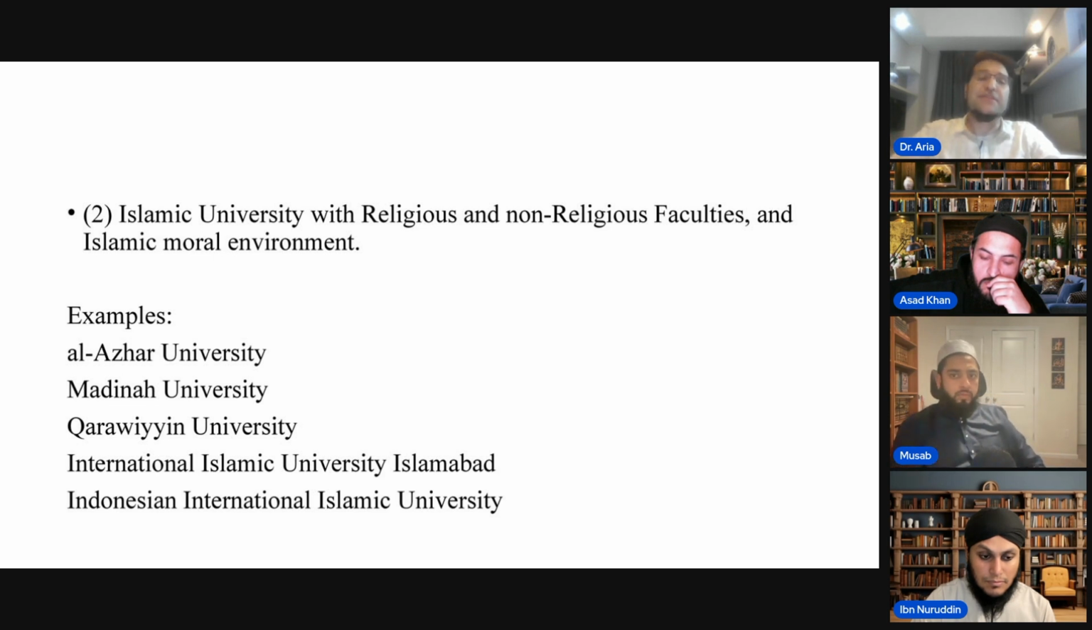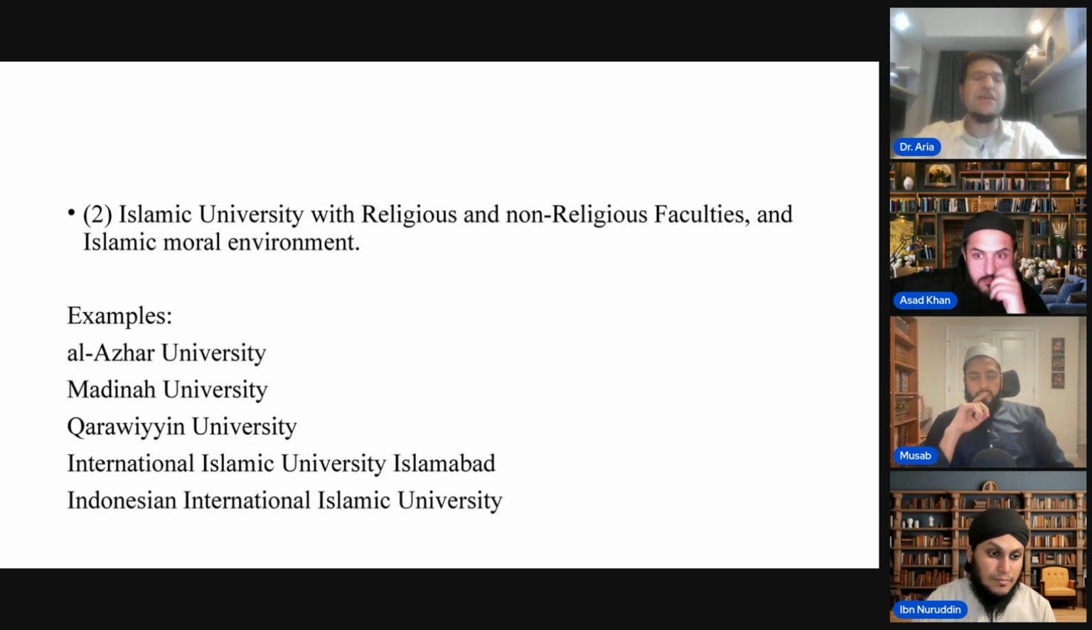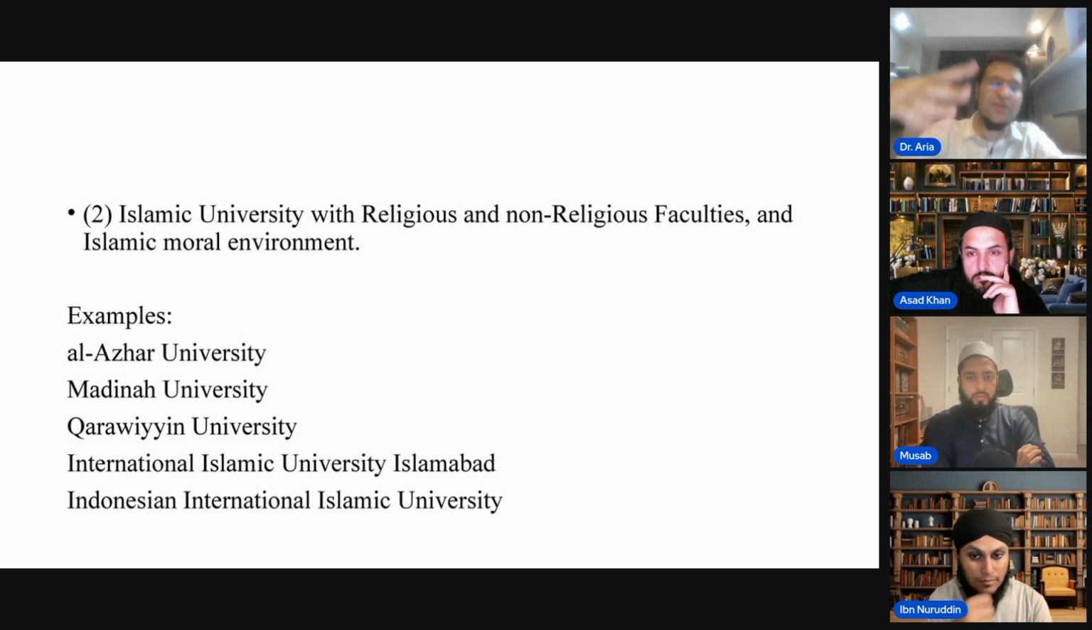So one of the things that distinguishes the Islamic university model is it has lots of religious faculties that offer a wide range of religious classes, a range of religious classes that you wouldn't find at a secular university. And then the other thing that distinguishes an Islamic university is an Islamic moral environment. So there's a dress code, you're not allowed to have alcohol on campus, there's a level of sex segregation, and so on.